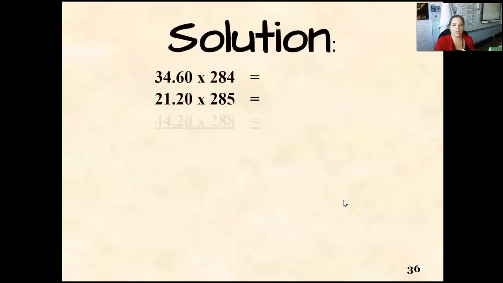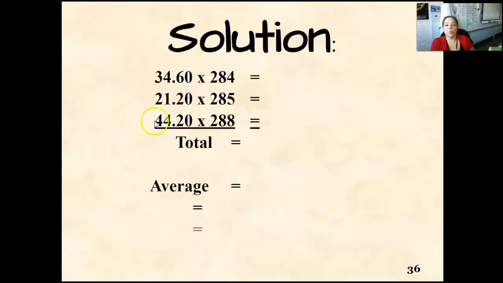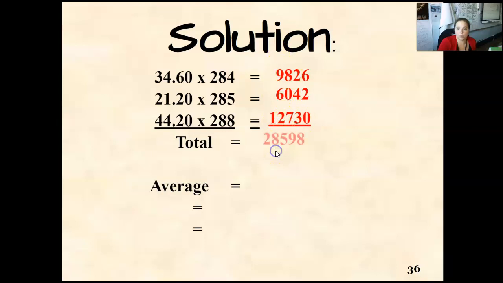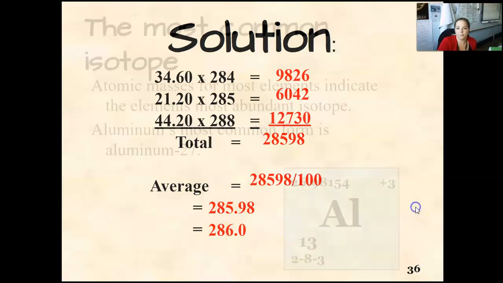Okay, solution. How the heck did I do that? We figured out that 44.2 was left over because I subtracted. So I multiply across, and you should get those numbers. You're going to add all of these numbers up to equal this big old number, 28,598. Then I just have to divide that by 100 to get 285.98. And I want 4 sig figs, so the 9 goes up to 10, and that's how you get that.